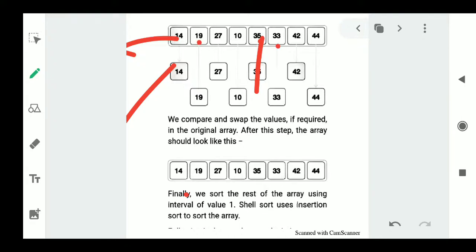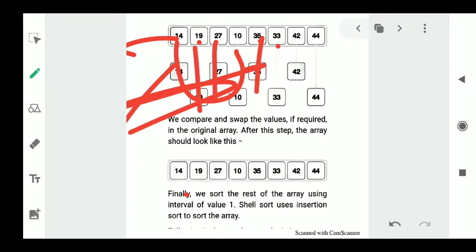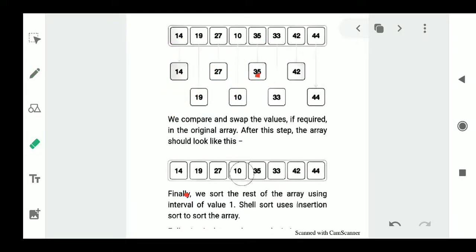Interval 4 means 19 and 33. We have to take a gap of 3 elements and consider the 4th element. If the interval is 3, you have to take a gap of 2 elements and consider the 3rd element. Like that we are going to proceed by reducing the intervals. Finally, our ultimate objective is to sort all the elements in ascending order, or descending order.